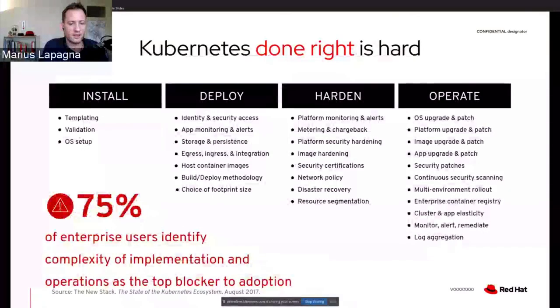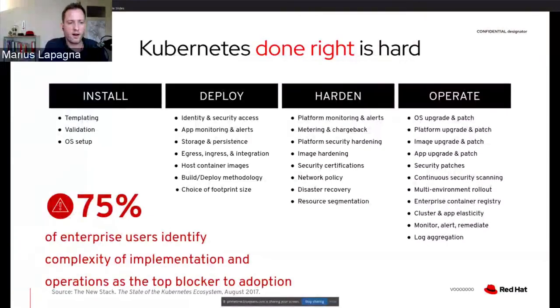As you see, it's really complex to bring all this tooling together. We are installing, deploying, hardening, and then operating it. It takes a lot of effort. And so the sentence here on top, Kubernetes done right, is hard. I think everyone in operations can relate to it. If you have so many technologies and products integrated together, it's hard to keep everything up to date and to keep it working together in a proper and secure way.